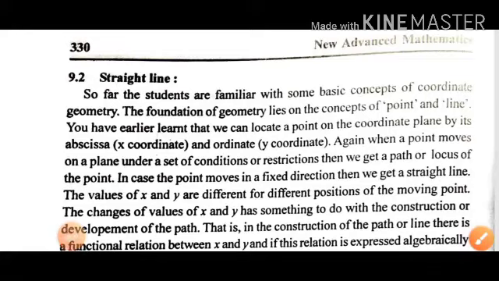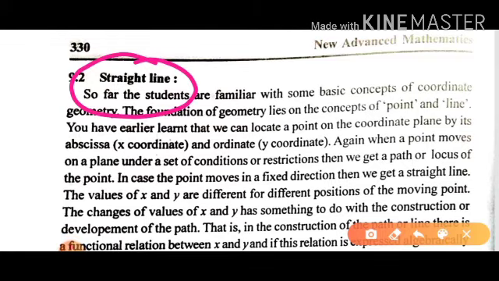Hello students, welcome back. Today in this video we are going to learn about straight lines and different equations of straight lines in different forms.